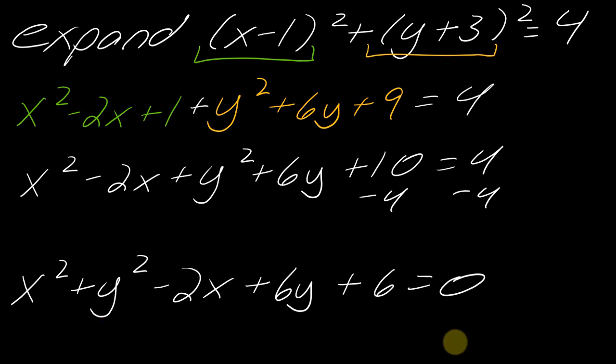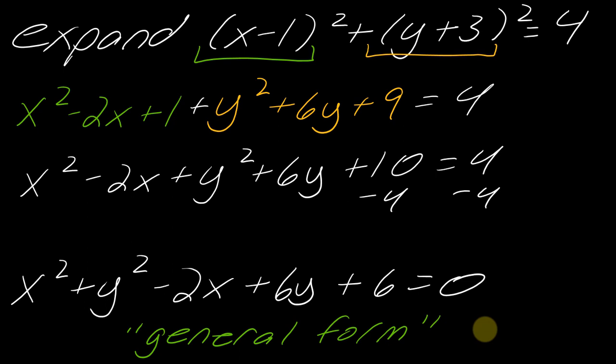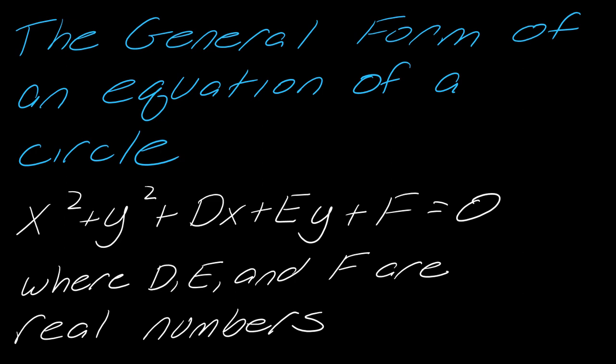But this part right here is what's known as the general form. So it's very much related to that center-radius form we were working with. It's just that now if we expand it, that's what makes the general form. The general form of an equation of a circle looks like this: x² + y² + dx + ey + f = 0, where d, e, and f are real numbers. Okay, so that's the general form. It's not as user-friendly, right?